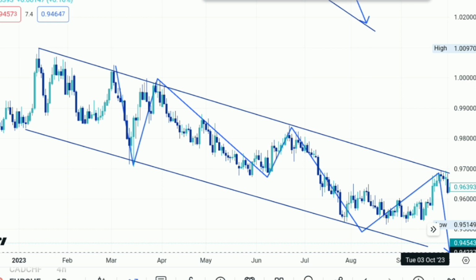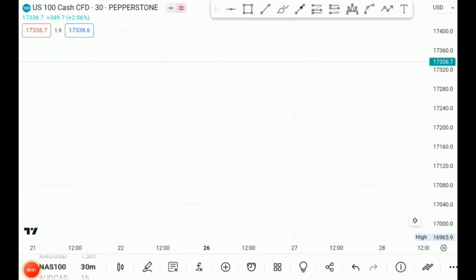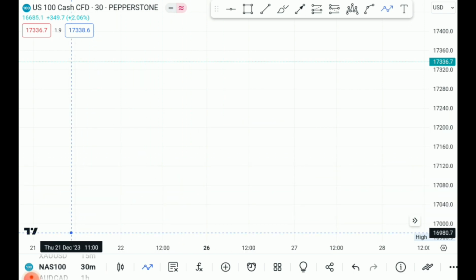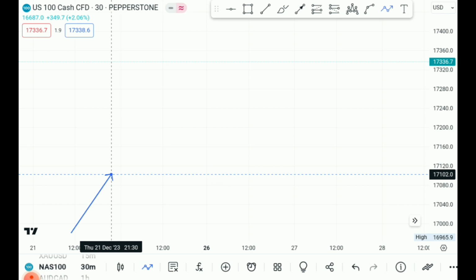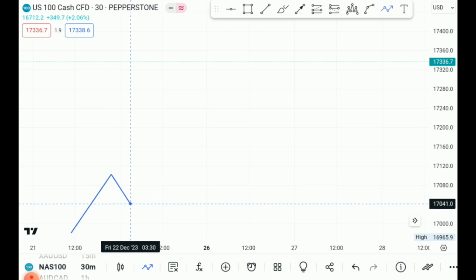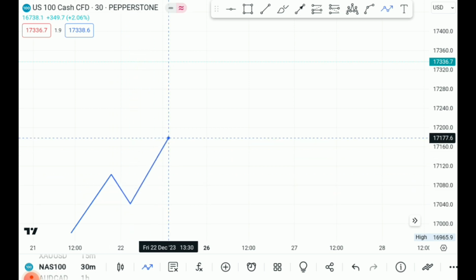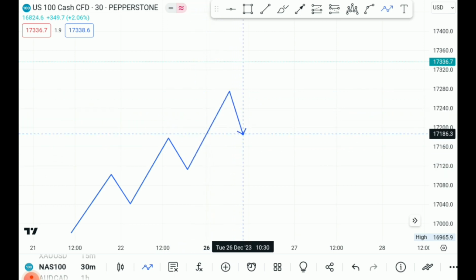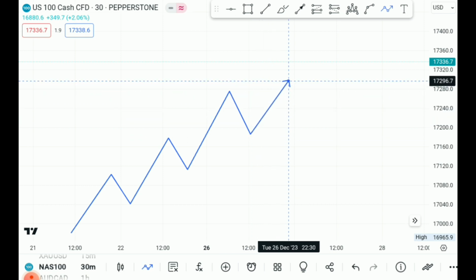So let's move on to an uptrend. Let me show you an example of a clear uptrend. Let's say the price is moving in this nature: a run, pullback, a run, pullback, a run, pullback, a run.